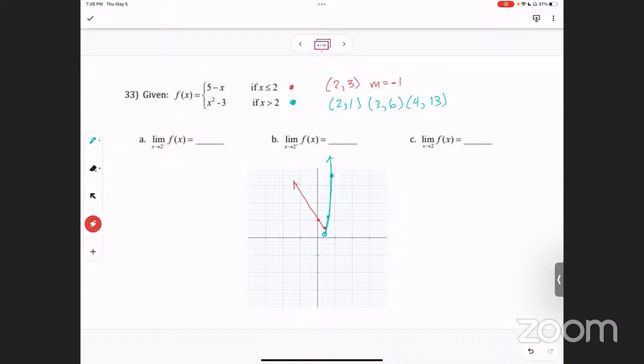That would be 3, I believe, is what we got. Yeah, it's the red thing. And what's the limit as it goes to 2 from the right? 1. And what's the limit? Does not exist. Perfect. DNE.